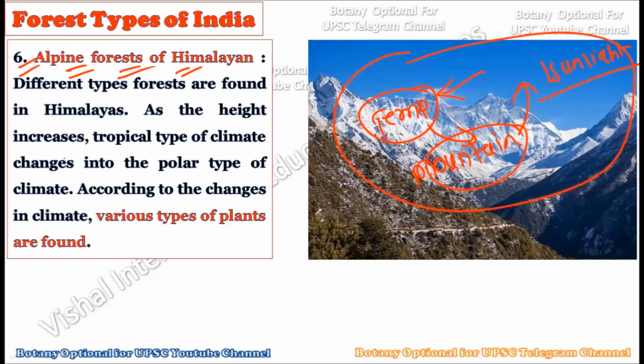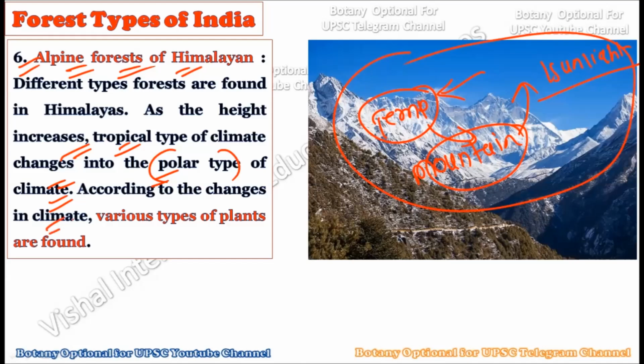Now, see, as the height increases, the tropical type of climate changes to the polar type of climate. So literally, at the top of the mountains, you will have a climate just like the polar type of climate which is present at the North Pole, at the South Pole. So if you go to the Himalayas, you can say this is a mini structure of what can be found at the North Pole, at the South Pole, where there is snow, where there is low temperature, where there is less availability of water, and such an environment is very similar to that of the North Pole and the South Pole.